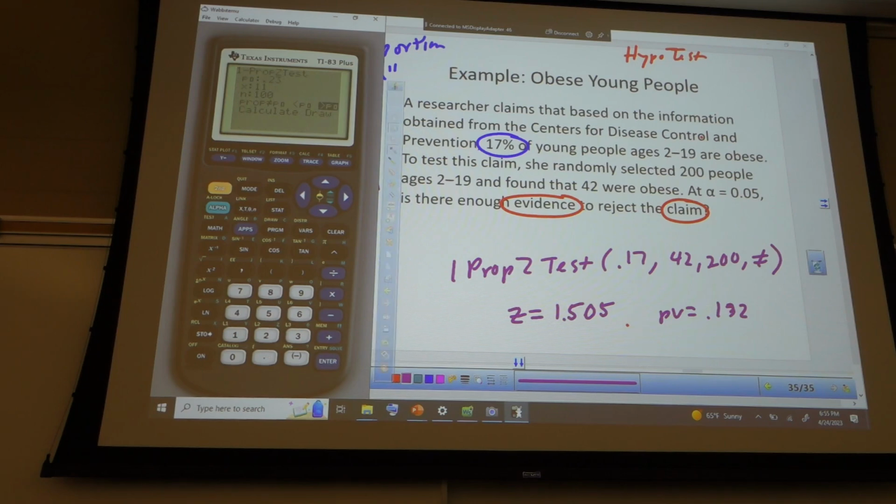Yep. So what is it? If you had two proportions, you use two proportions. So what would just be the Z test? Z test is for means. Yeah. So proportion. So that's a great question.